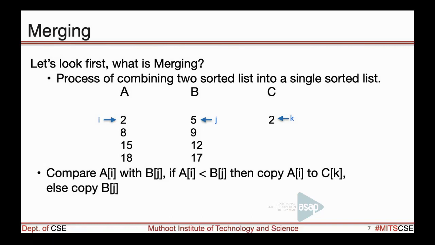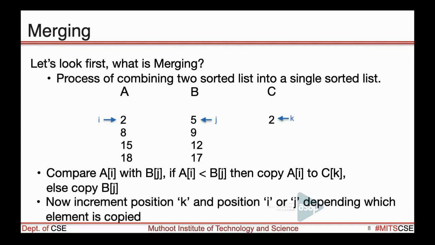So once this is copied, what should I do? Now increment the position K and position I or J depending on which element is copied. So as I have copied from A, the I position should be incremented. Similarly, K position should also be incremented. So I is now incremented and K is now incremented. Clear? So this is the first step. Again, I need to do the same merging process. Compare A of I with B of J and do the same process.